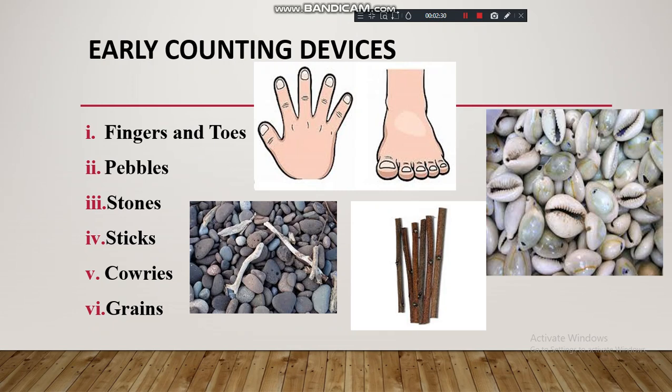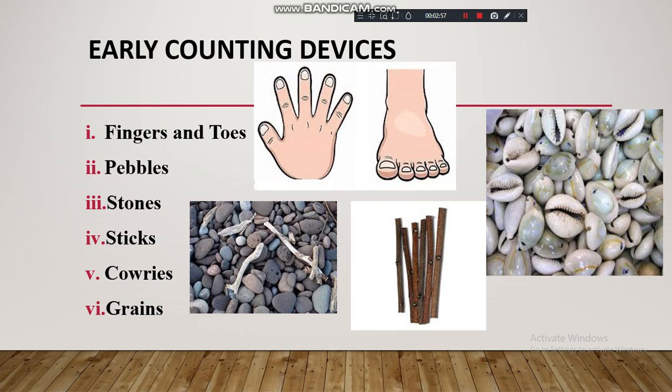The early man used items they could see around him to do their various calculations and counting. Items like fingers and toes, pebbles, stones, sticks, cowries and grains, leaves, natural things.